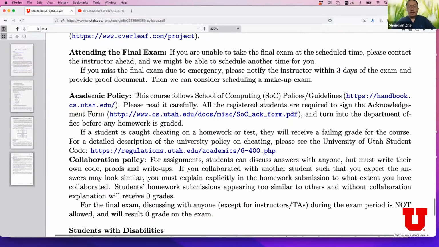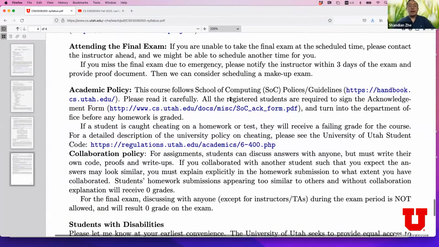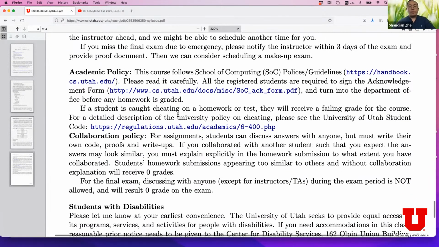Academic policy. There are some policy guidelines. I believe everyone knows that, so I'm not going to repeat them. But just to emphasize: no cheating, no plagiarism, and if someone is caught cheating on the homework or the test, they will receive a failing grade for the course.